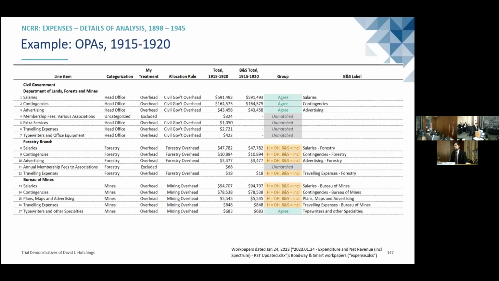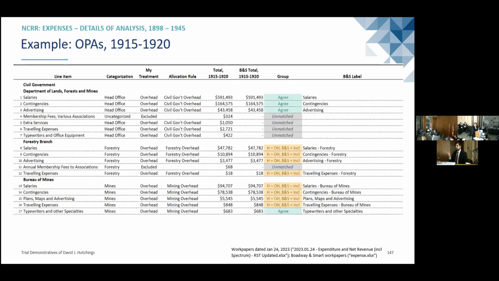That's correct. Okay, the next column is my treatment. And so this is where we're going to have included, excluded, or overhead. And so this is the blue, orange, and teal boxes we looked at earlier about how we could separate these expenses. For overhead, I then have an allocation rule of how I allocate that overhead.